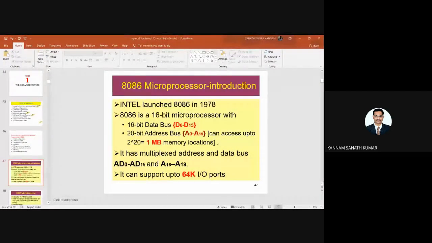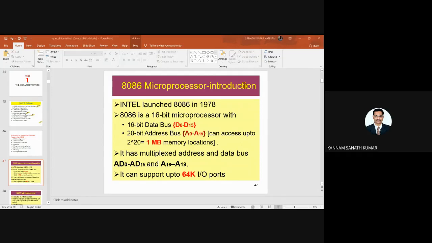Now we'll see the 8086 microprocessor. In which year was it launched? 1978. The 8086 was launched in 1978. It's a 16-bit microprocessor. 16-bit means it will process 16-bit data, that is, it consists of 16 data lines D0 to D15. And it consists of a 20-bit address bus, A0 to A19.